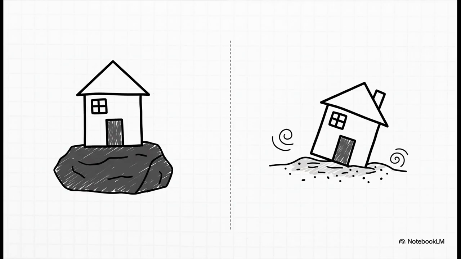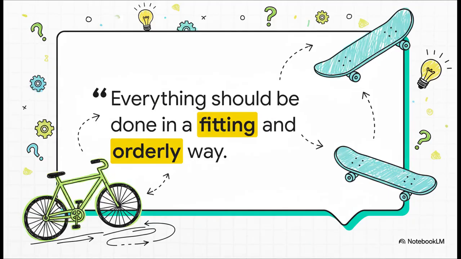By showing us these two choices side by side, the story makes the truth about having a strong foundation absolutely crystal clear. This all connects to a really powerful principle for life. Everything should be done in a fitting and orderly way. When we take the time to compare and contrast, we're literally bringing order to our own thoughts. We're organizing the chaos of information into a clear structure. And that kind of orderly thinking, that's the foundation for making wise and fitting decisions.